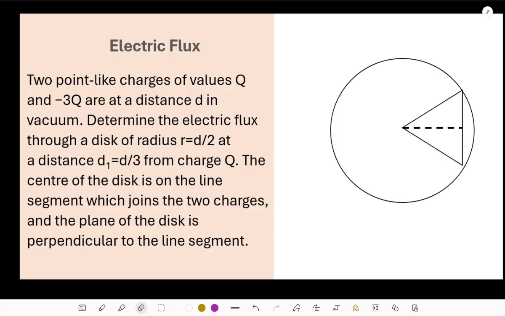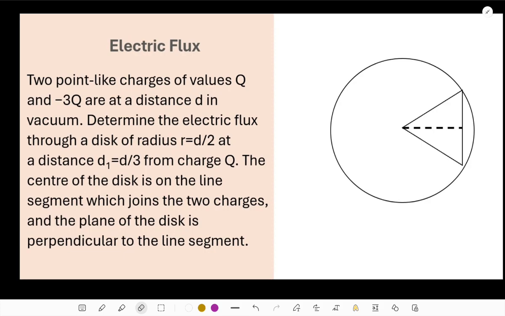We are going to solve a new problem related to electric flux. The idea of electric flux is quite important from our point of view, so we are having problems related to this idea right now. This time we have two point charges of values q and minus 3q, at a distance d in vacuum.